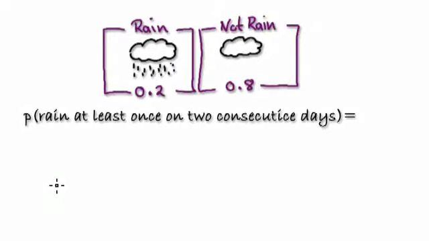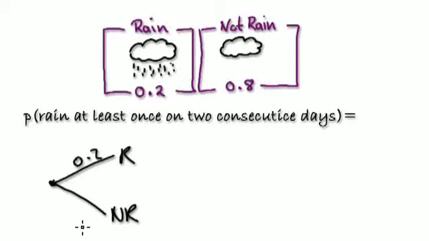Okay, so to do this, draw a map of all the possible things that could happen on 2 days. So you start here. Imagine on your first day it could rain or it could not rain. So the probability of it raining would be 0.2, and the probability of it not raining is 0.8.